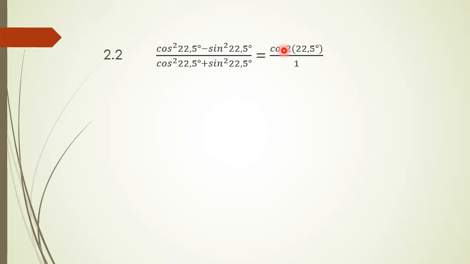So that is cos 2 times 22,5 degrees. And multiplying the angle here, that gives us cos 45 degrees, and 45 degrees is a special angle, so we can substitute the ratio straight away. That's cos 45 degrees is equal to root 2 over 2.